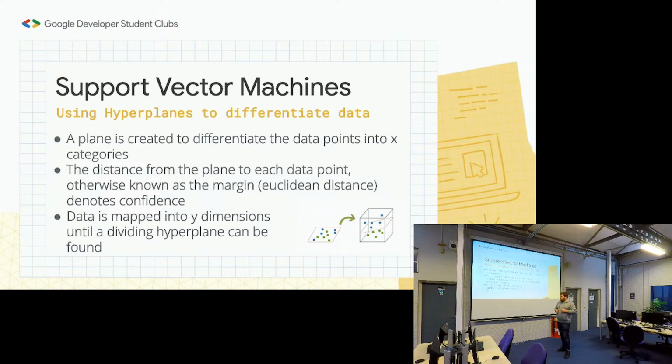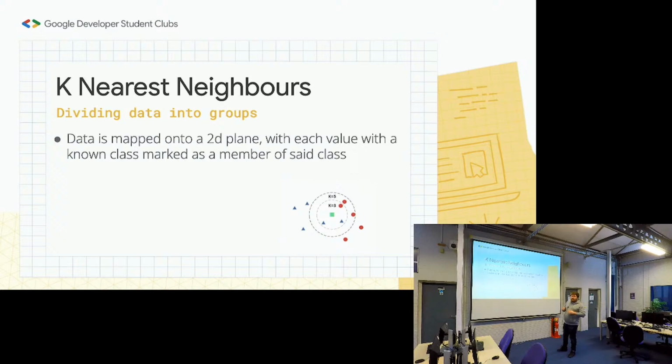Next slide, please, Sam. And so the third and final basic machine learning model I'm going to go over is the K nearest neighbors, or KNN. KNN is essentially, you map the data on 2 dimensions. It's a bit more simple than a support vector machine. You map data on a 2D plane, and each value with a known class will have that class marked. So you can see we have these classes here. We have a class triangle and class circle. And then next slide, please, Sam.